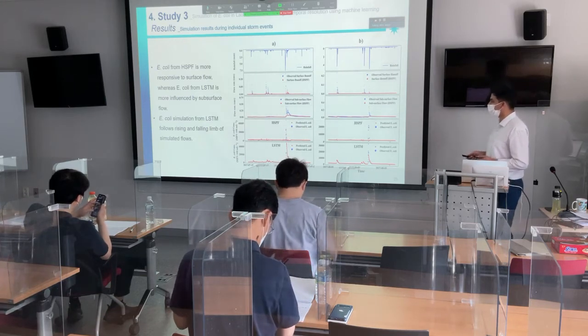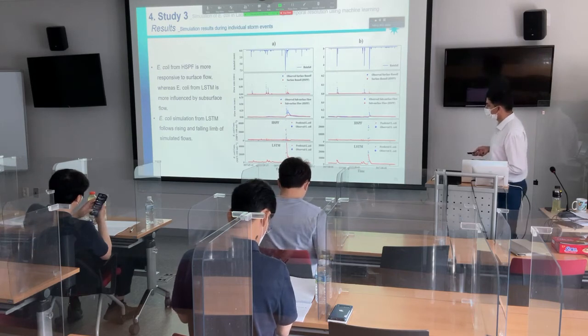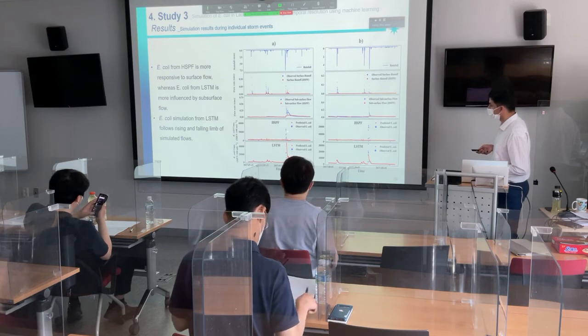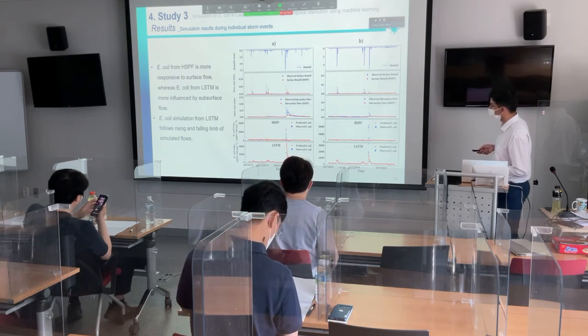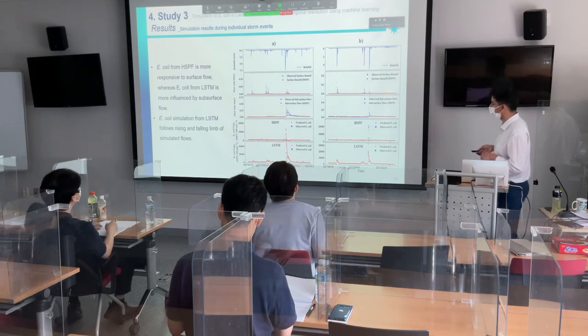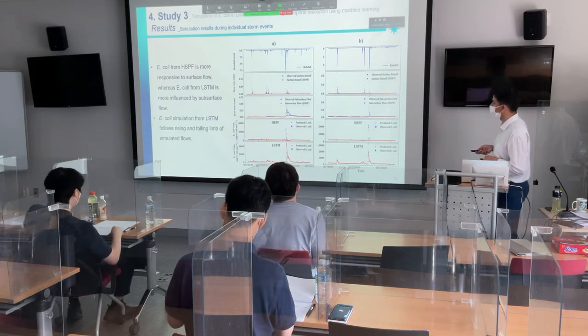Another important point here is that in LSTM we see a falling limb in the E. coli prediction. On the other hand, the HSPF doesn't have this behavior. It suddenly drops to the base value in the E. coli prediction.